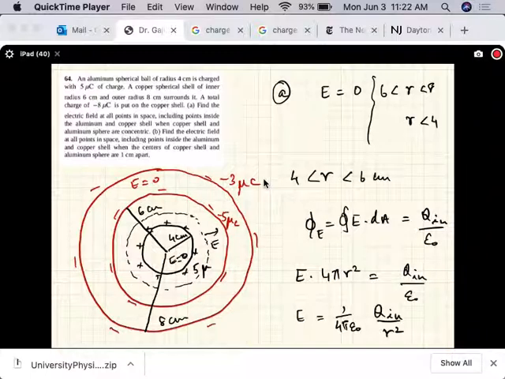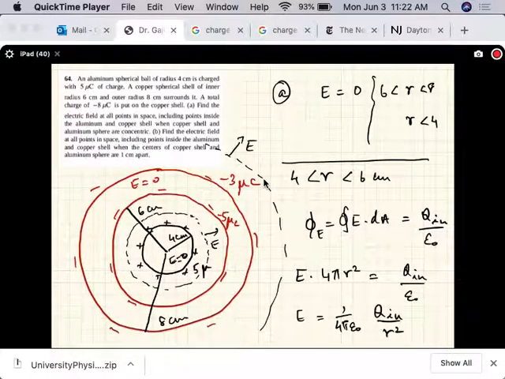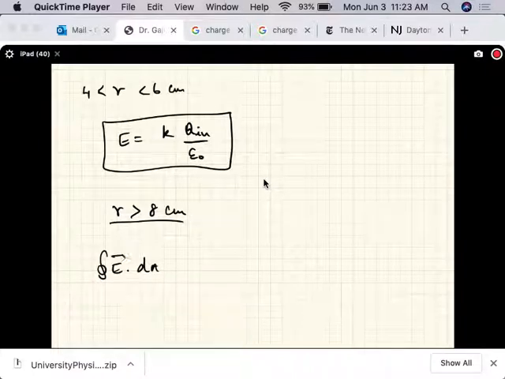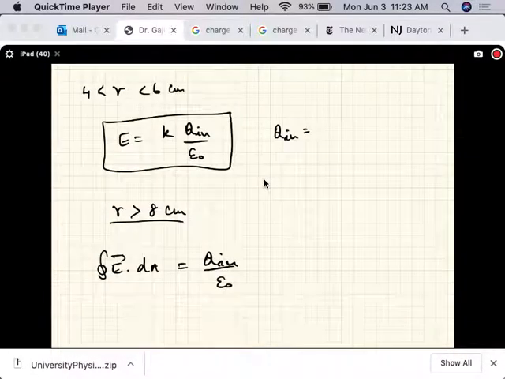Again, for that, we'll draw this Gaussian surface. I won't draw the whole surface. There's E. Now we're doing it for R greater than 8 centimeters. That's the only part that's left. And E dot dA, oh, by the way, Q inside here is 5 microcoulombs.